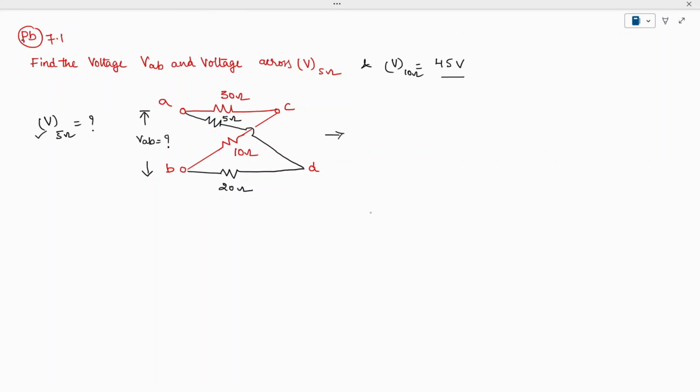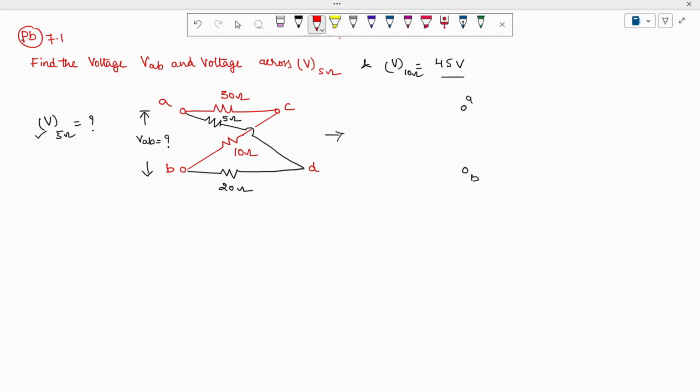So this network can be redrawn as shown below. Here we have A and here we have B. This black colored one and red colored one I'm going to draw separately. In the red colored one, I have 30 ohm at a junction point C, and here it is a 10 ohm, and here it is 30 ohm, and this voltage will be my VAB voltage.